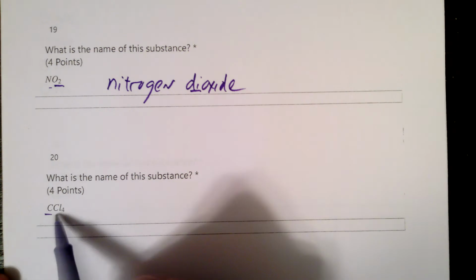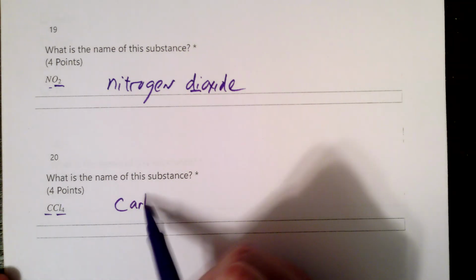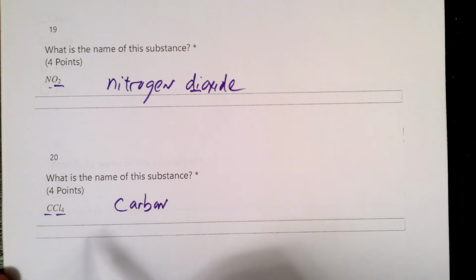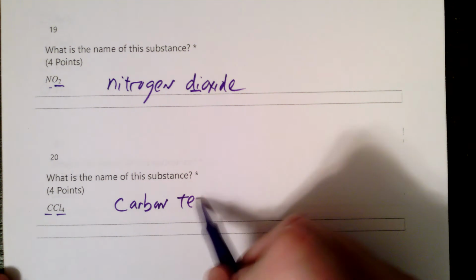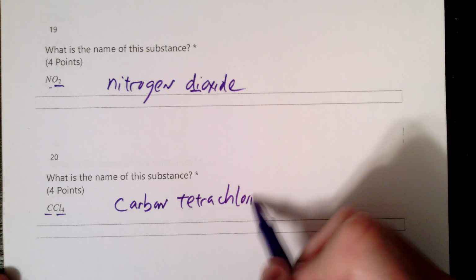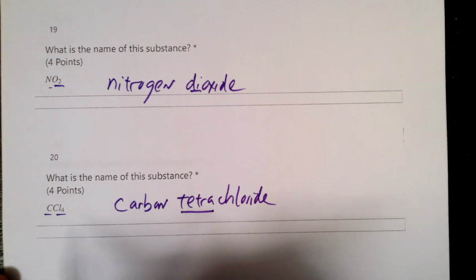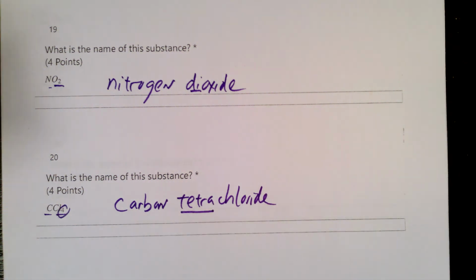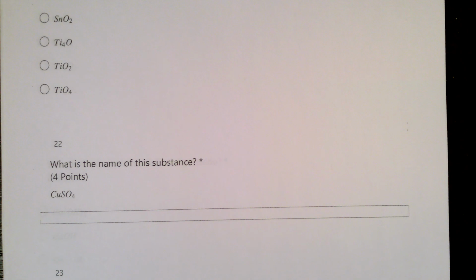Name of this substance. I've got carbon. Just have one of them, so I don't have to say monocarbon. I just say carbon. And I say tetrachloride, because there are 4 chlorines that are sharing electrons.